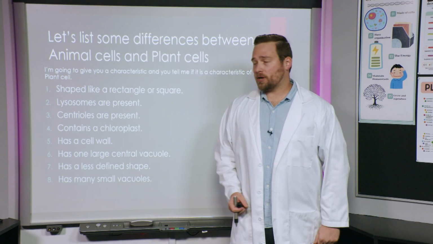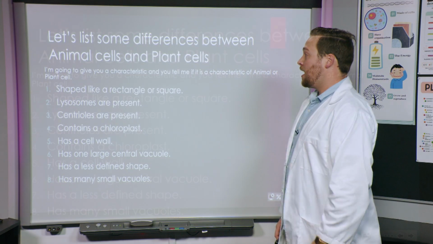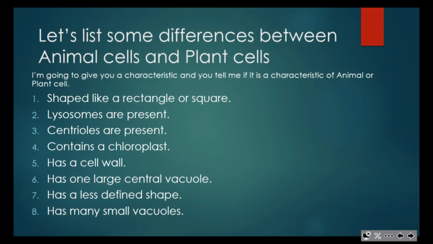All right, let's see what y'all came up with. So number 1 says, shaped like a rectangle or a square. Y'all might remember that the plant cells are the ones that always have that geometric shape. All right, number 2 says lysosomes are present. Which one has lysosomes? Well, that's the animal cell. Remember, lysosomes are kind of the garbage disposal of the cell. They clean the cell up. All right, 3 says centrioles are present. Which one of these two has centrioles? Well, that's going to be the animal cells.